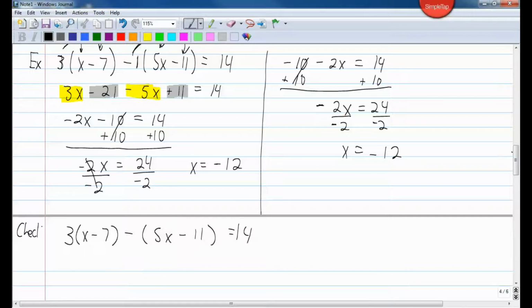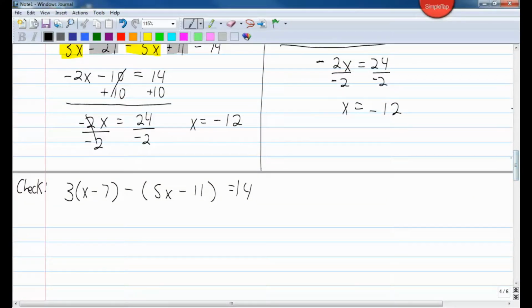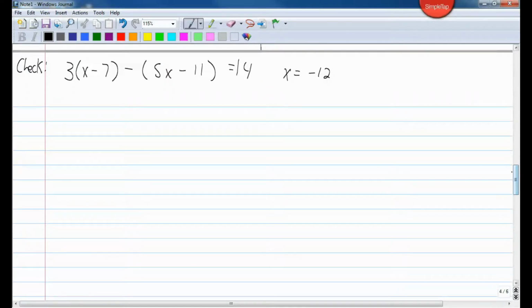So I'm going to check this, and I have x equals negative 12. Now when I plug in this value for x, I'm going to put it in parentheses every time I plug it in. So I have 3 times negative 12 minus 7 minus 5 times negative 12 minus 11 equals 14. Alright, so I have really two sets of big parentheses. If I'm thinking about the order of operations, I want to simplify everything inside of this set of parentheses and then simplify everything inside of this one.